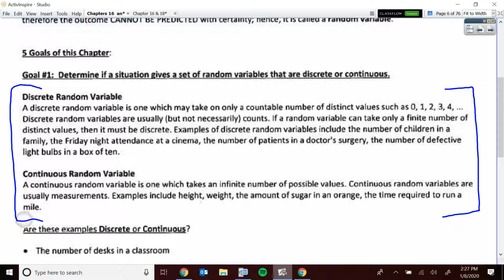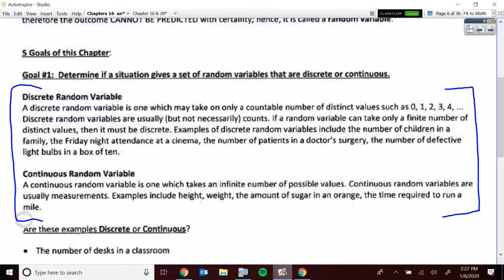So let's see how you did. Discrete is a set number of outcomes. We're going to play a game shortly, and there are only 4 possible outcomes that could happen. Hence, it's discrete. It's a countable amount of options that could happen.